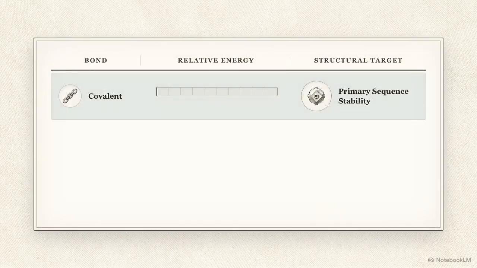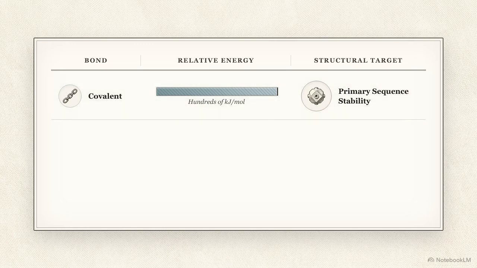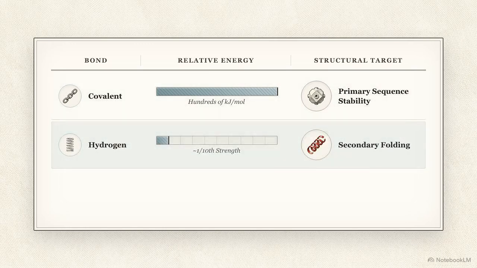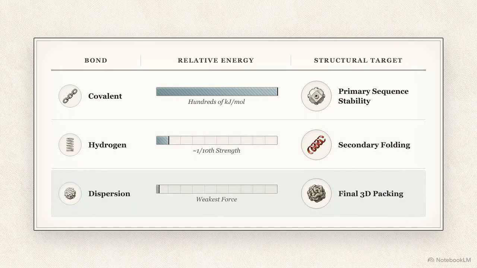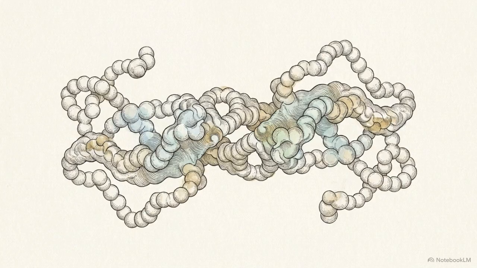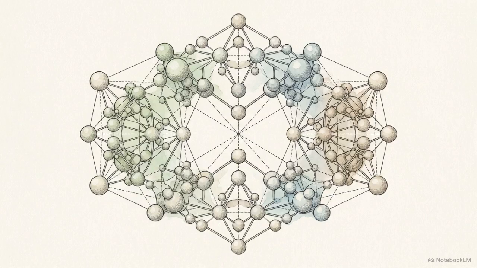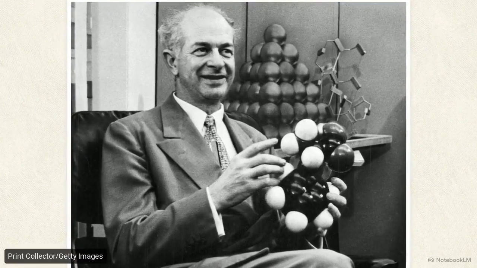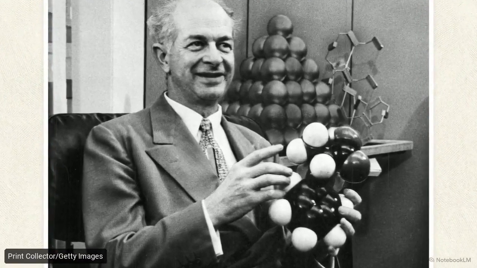Covalent bonds dictate primary sequence stability in the hundreds of kilojoules per mole. Hydrogen bonds, at roughly a tenth of that strength, handle secondary folding. Dispersion forces, the weakest of all, handle the final 3D packing. In biology, a molecule's shape determines its function. By mastering the energetic hierarchy of these chemical bonds, you hold the exact blueprint for how atoms assemble into the architecture of living things.